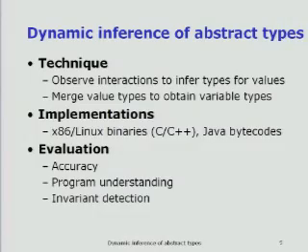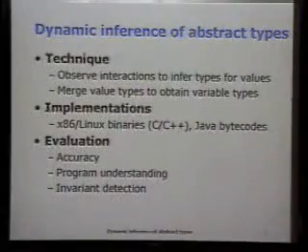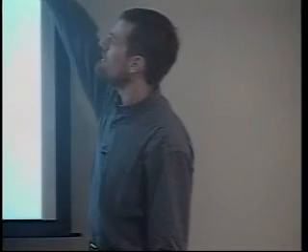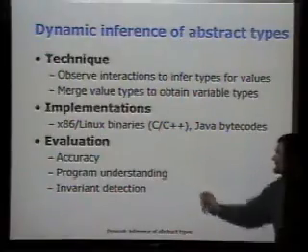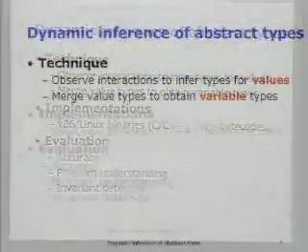So the technique is that we want to observe the interactions between values to infer types for the values. That's the first stage. In the second stage, we want to report in terms of variables, because those are the quantities that a programmer understands and can use. So we merge the value types to obtain types for the variables. And I'll talk to you about that. We have 2 implementations, one for binaries for x86 and one for Java bytecodes. And we have an evaluation that considers the accuracy of our system, its aid in program understanding, and invariant detection. So this is an outline of the rest of the talk.